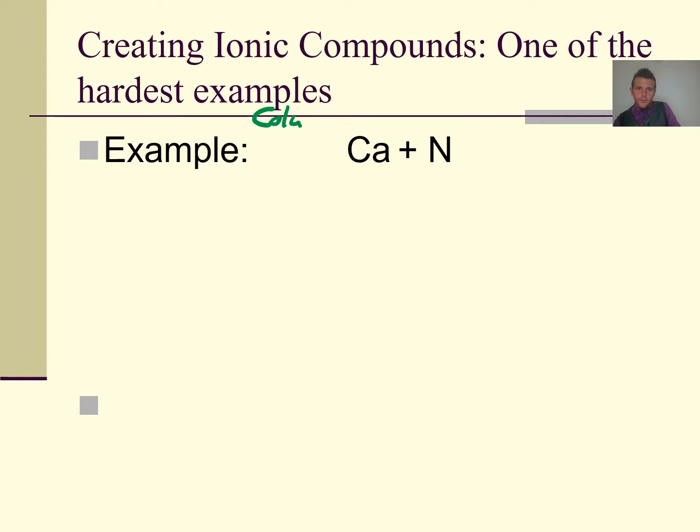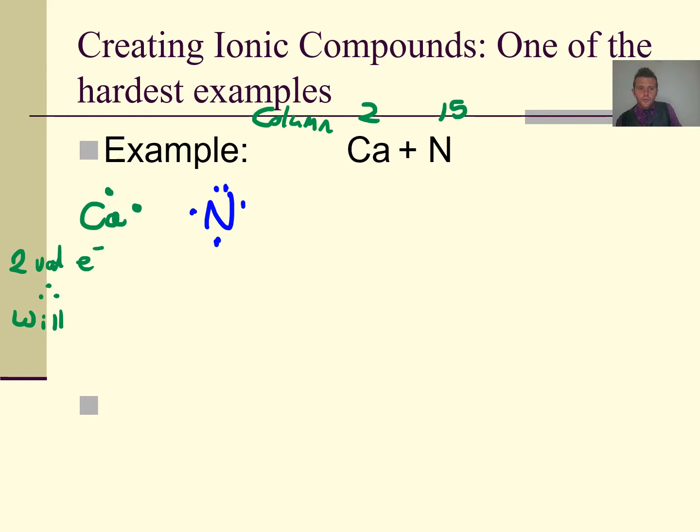So column 2 and 15. So calcium has 2 valence electrons, and nitrogen has 5. So what I know from this is calcium has 2 valence electrons, therefore it's easier for it to lose 2 electrons, just because it's closer to having an empty shell than a full shell.